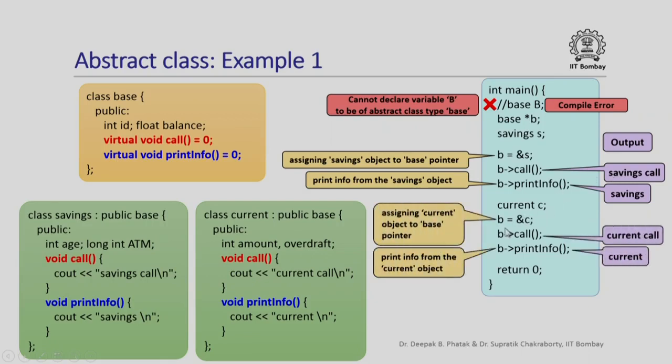Over here the same B, which is a pointer to the base class, is being assigned the address of an object of the current class. And then when I say B arrow call, B arrow print info, B is just an abstract class, it does not even have definitions of call and print info, these are pure virtual functions. So when I say B arrow call, I have to find the context in which this method is being invoked. The context is that B is pointing to an object of class current, so I have to use the definition of call as in the class current, and similarly I have to use the definition of print info as in the class current, and so current call and current are going to get printed over here.